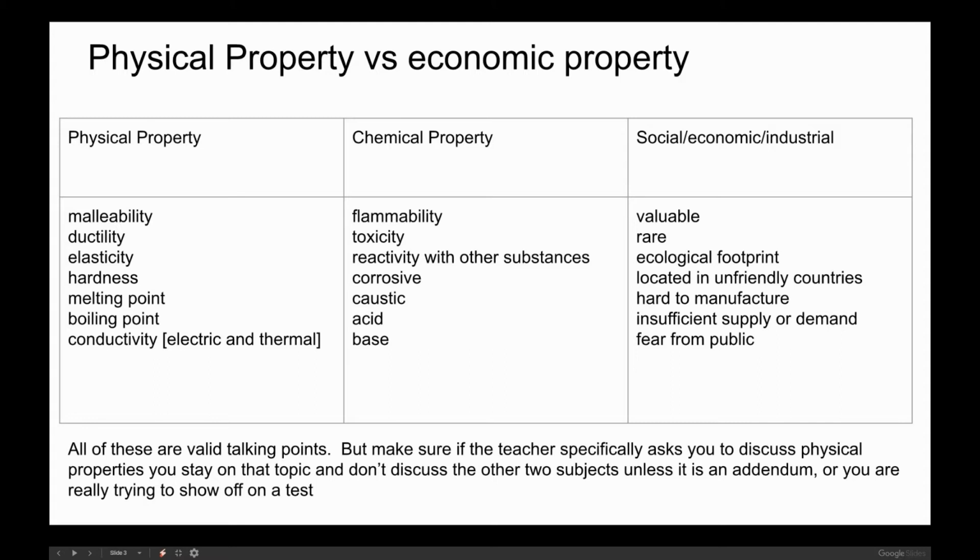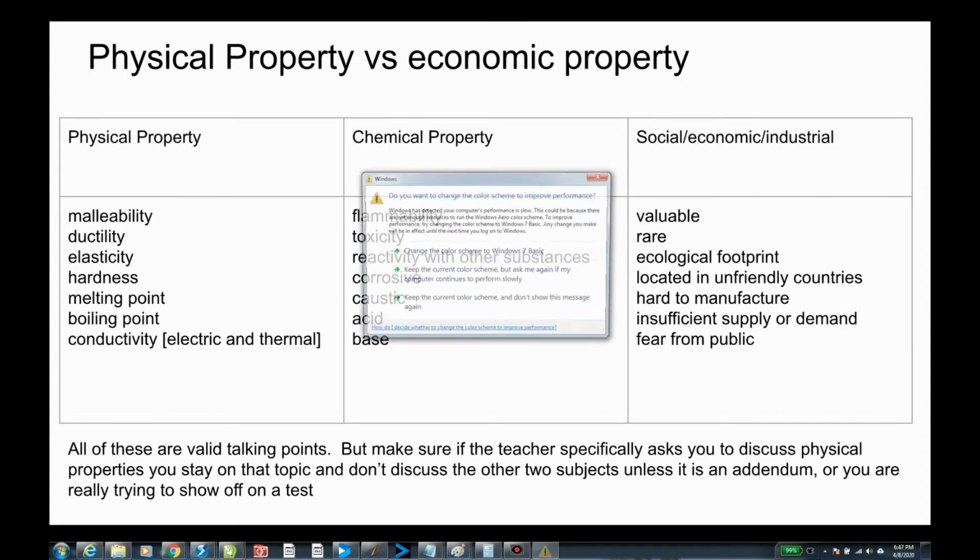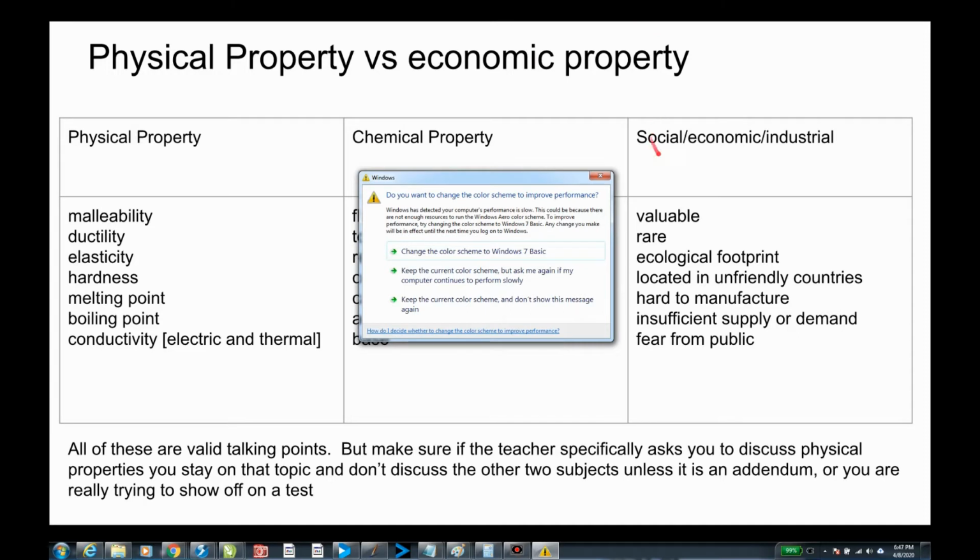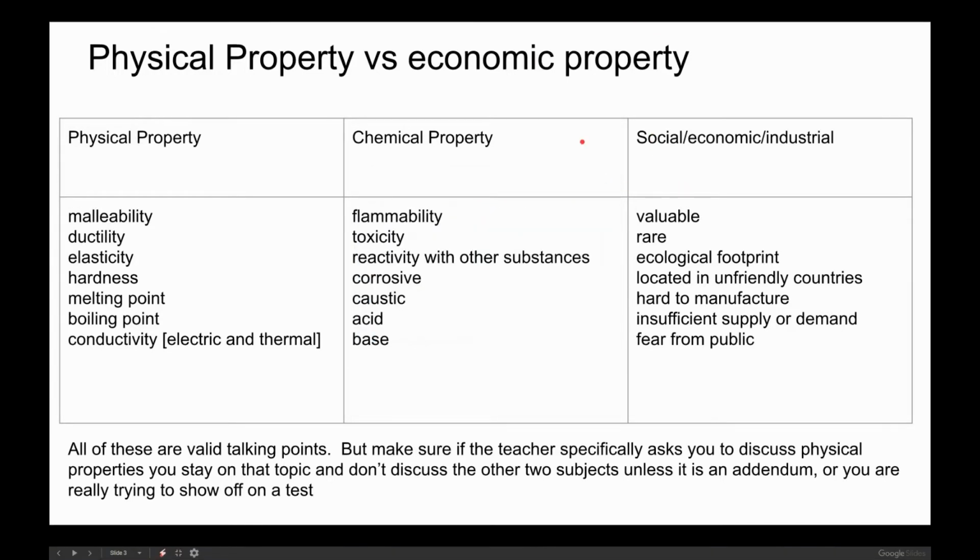Chemical properties would be things like, does it catch fire? Is it toxic? Does it react to other substances? Is it corrosive? Is it caustic? Is it acid? Is it a base? And then there's this whole gamut of other possibilities: social, economic, industrial, geographical. Is it valuable, rare? Does it have a bad ecological footprint? Is it located in countries that are hostile to us? Is it hard to manufacture? Is there insufficient demand for it? Or fear from the public, like uranium? Oh, I don't want radiation, so we have to pass up on something good because of irrational fear.